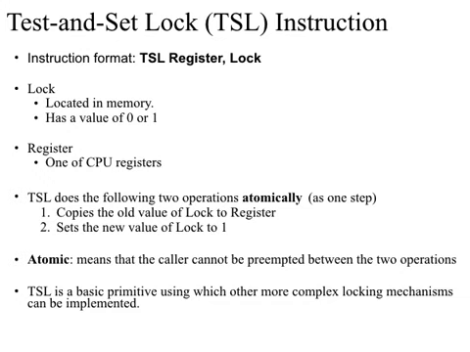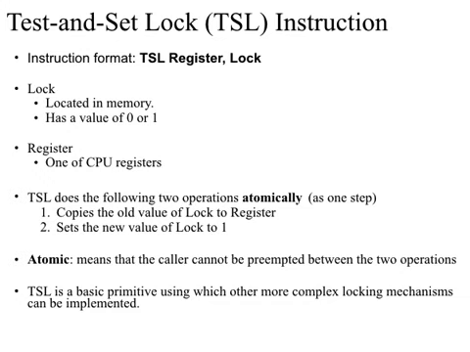So TSL works by doing two operations atomically, meaning that the two operations are done as one step without letting the CPU scheduler preempt the process between these two steps. The first step is to copy the old value of lock into the register, and the second step is to set the value of the lock to 1. As a result of the TSL instruction, you are guaranteed that the end result is that the value of the lock is 1, but then the old value of the lock is copied into the register.